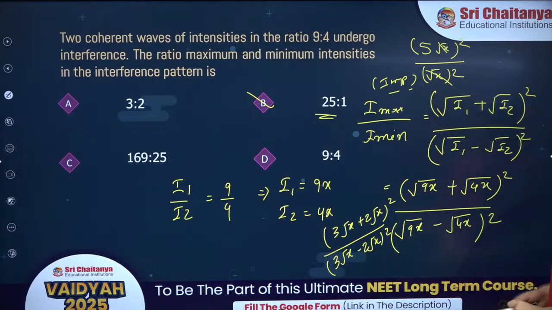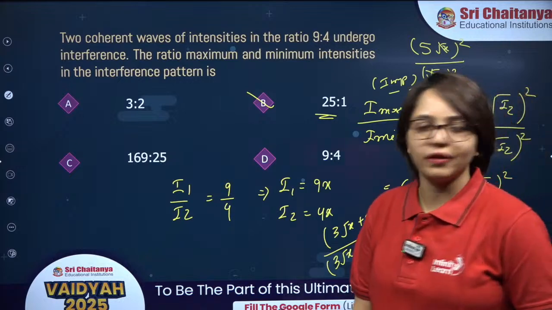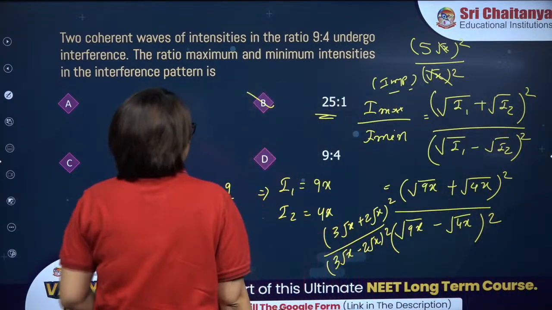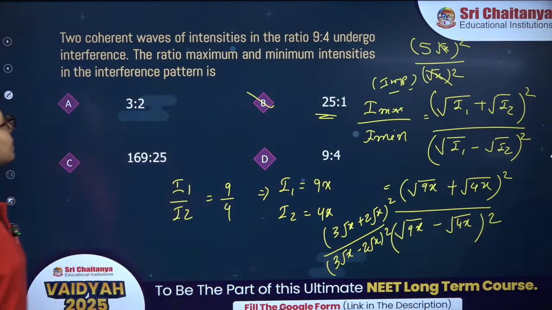Okay, under root of I1 plus under root of I2 whole square divided by under root of I1 minus under root of I2 whole square. Well done beta, good job everyone, good job. Alright, next is this one.